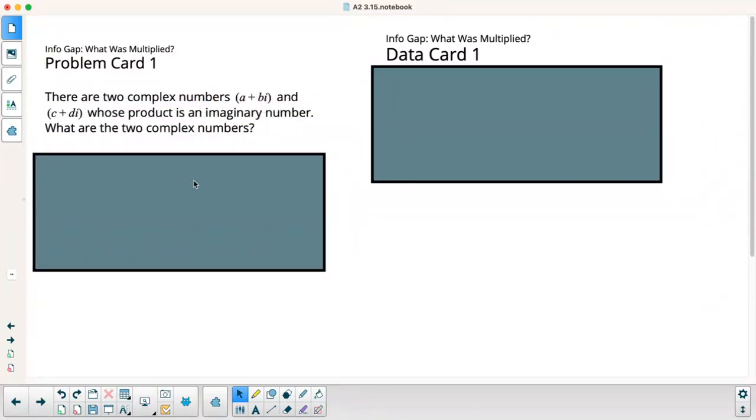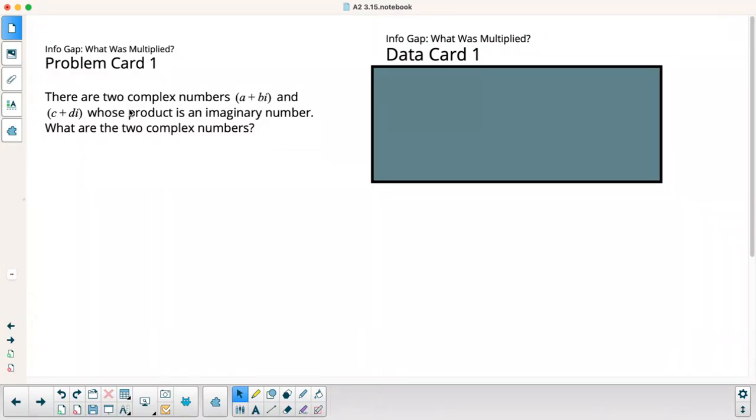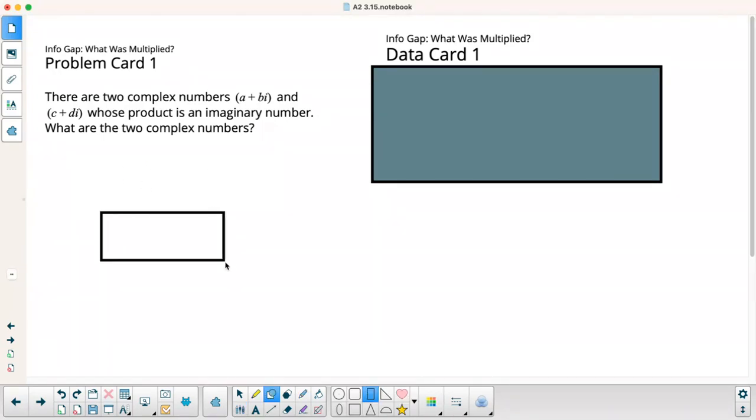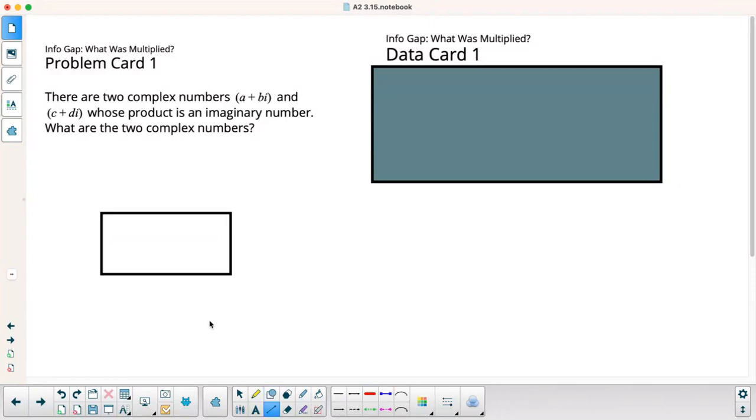So there are two complex numbers, a plus bi and c plus di, whose product is an imaginary. So that means there's no real part, just the i. What are the two complex numbers? Okay, so maybe do a little trial and error here. Well, we don't really have enough info to do trial and error. We could probably come up with two that would work.